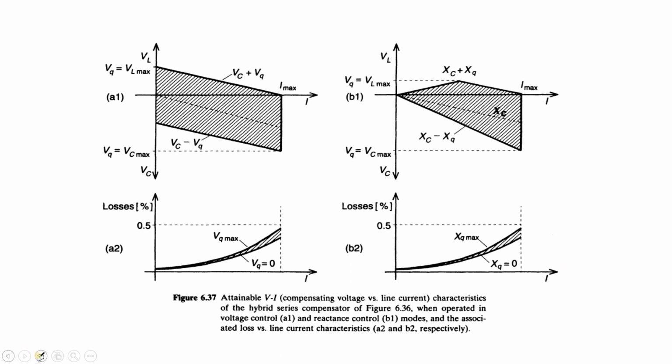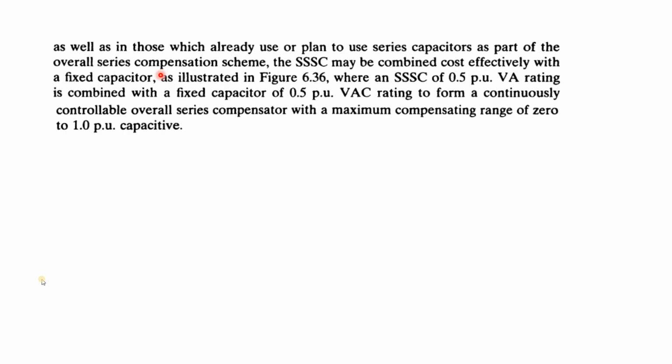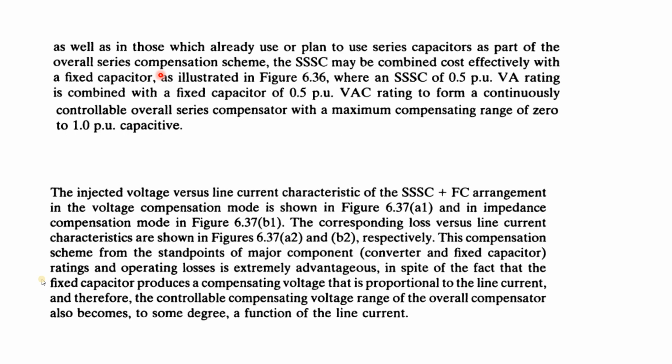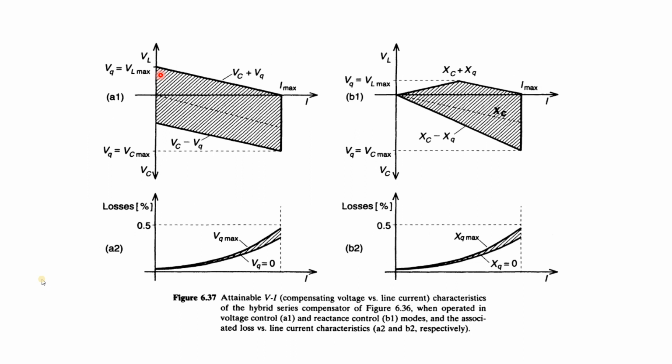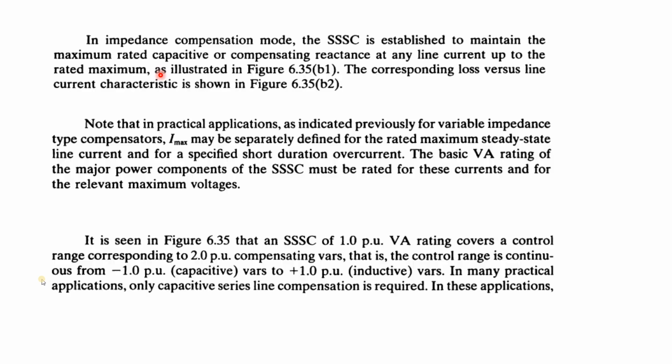the injected voltage versus current, this one, SSC plus the fixed capacitor. If you use 0.5, then it will look like this, it will look like this. So you will have a 1 per unit. So rather it is not as I have shown you, it is generally in this way.